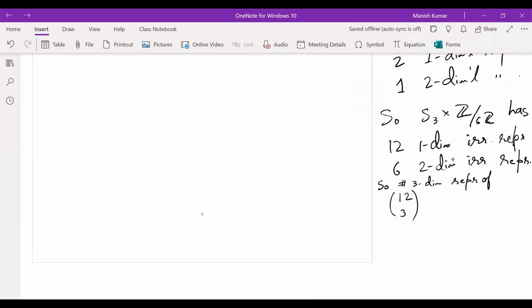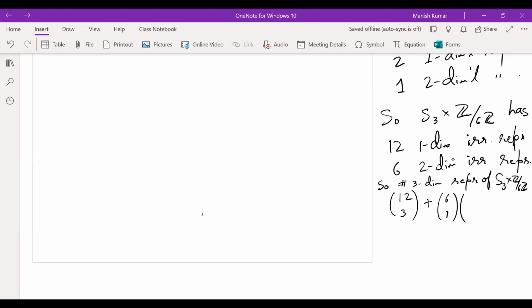Okay. So the number of 3-dimensional representations of S3 cross Z mod 6: if you consider the sum of all one-dimensional representations making a 3-dimensional representation, there are 12 choose 3 ways of doing it. So you have to choose 3 of the one-dimensional representations and take a sum. We are trying to count up to isomorphism, so if you add them in a different order, it will give you isomorphic representations. And the other way is to choose 1 two-dimensional and 1 one-dimensional. So that is 6 choose 1.